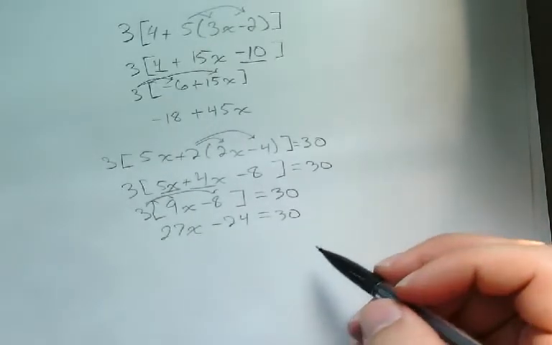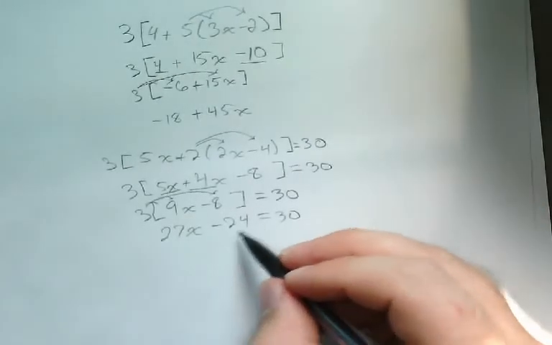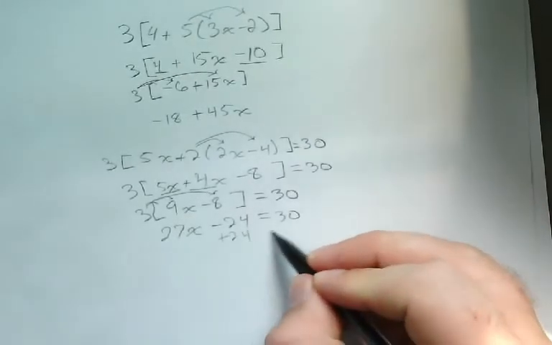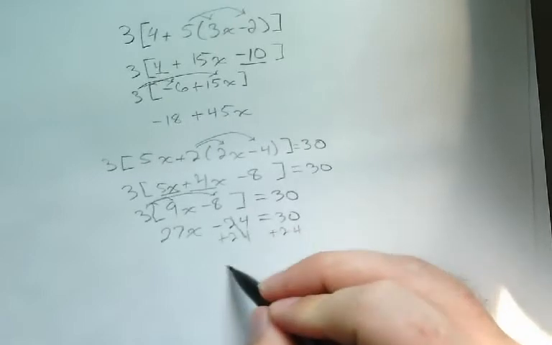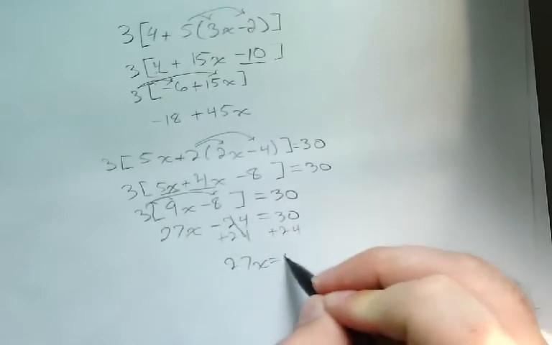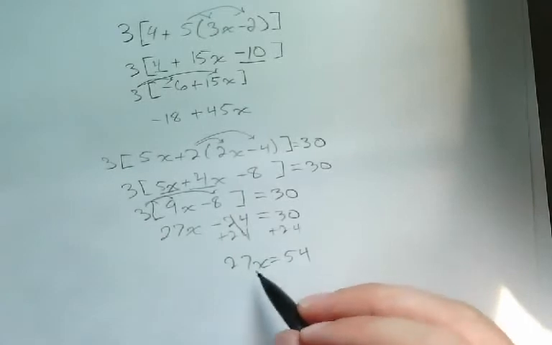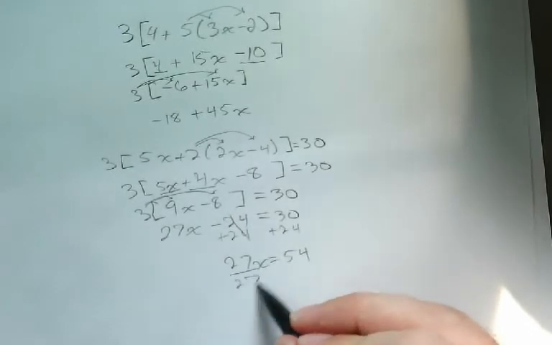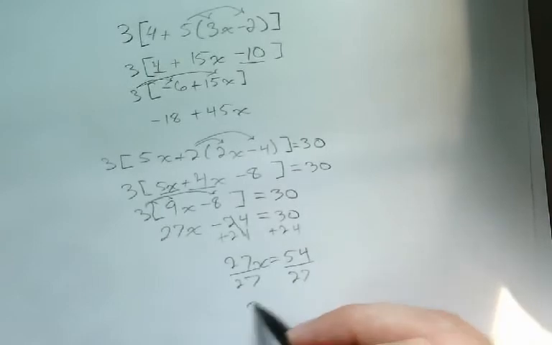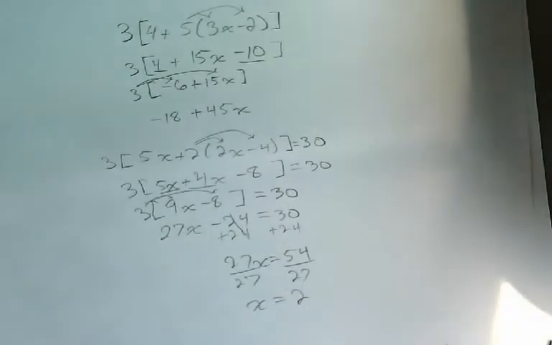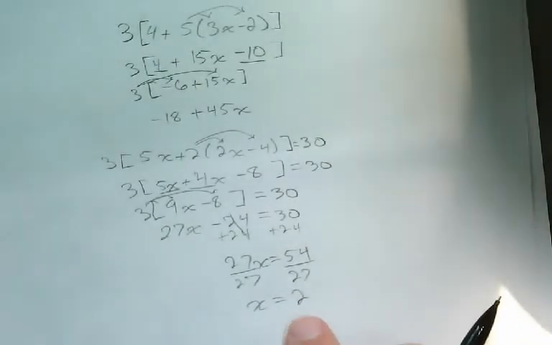Now it's just like any two-step equation. Move your numbers to one side, and then get rid of your number with x. And then what we can do when we get our final answer is go back and plug it in.